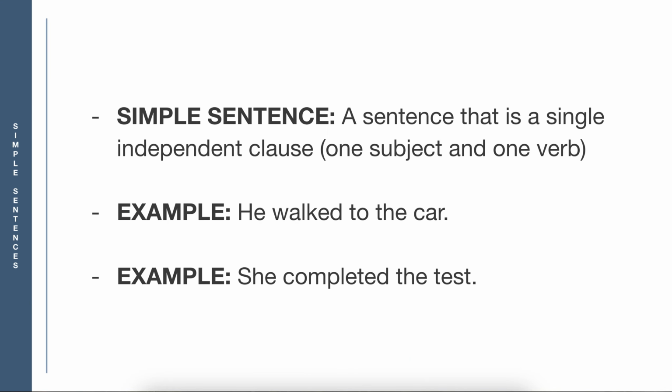A simple sentence is simply a sentence that is one independent clause. So we talked about independent clauses a moment ago. They're a clause that can stand on its own. A simple sentence is just one independent clause. There's nothing else going on. One subject, one verb, one idea. Our examples here: "he walked to the car," "she completed the test." They're short, they're straight to the point. There's only one clause inside of those.